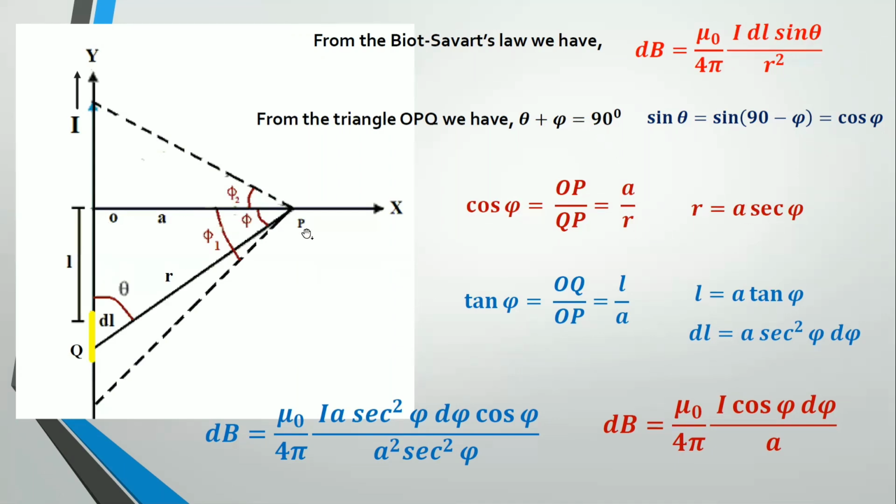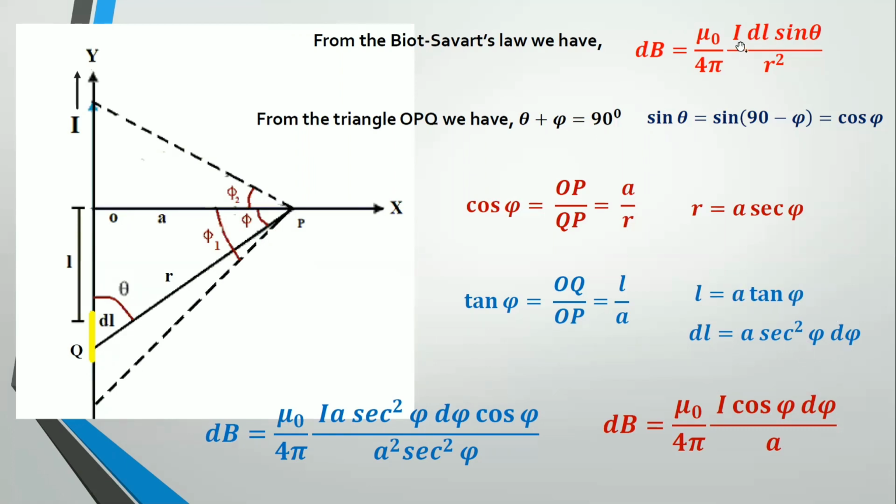And also from this triangle, we have tan phi is OQ divided by OP. So tan phi, OQ is l, that is the distance of this current element from O, divided by OP, which is a. So we also have l is a tan phi. So if we take the differential dl, we have a, which is a constant, times sec square phi d phi.